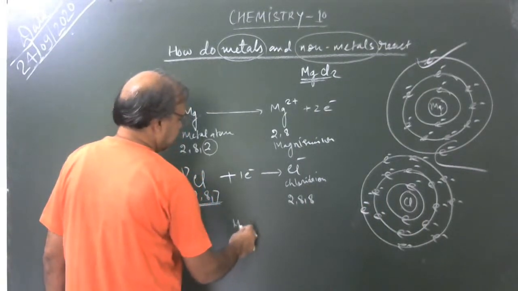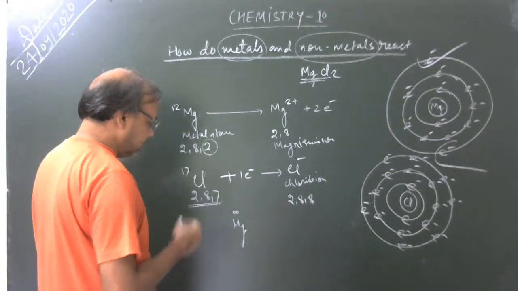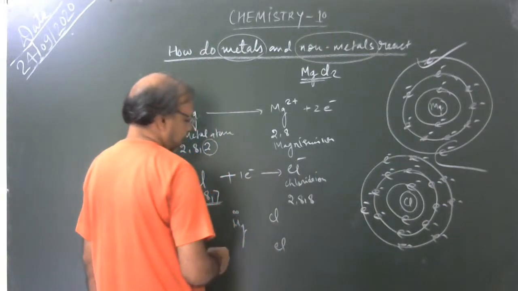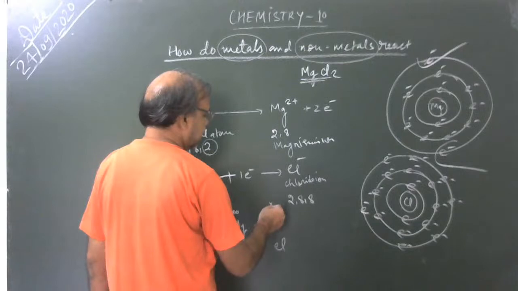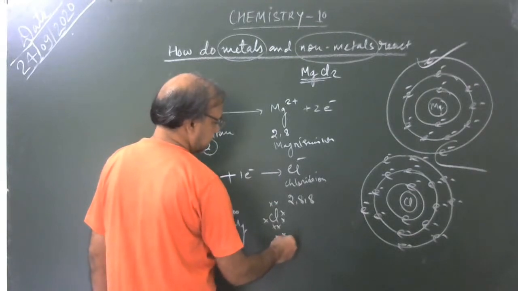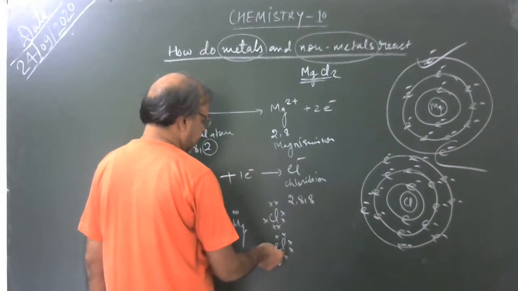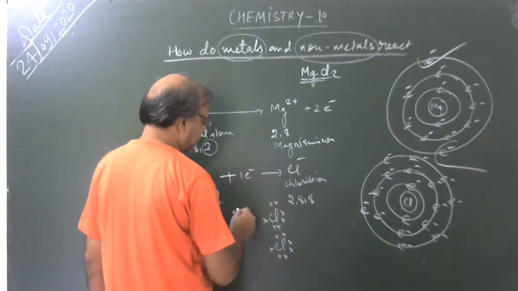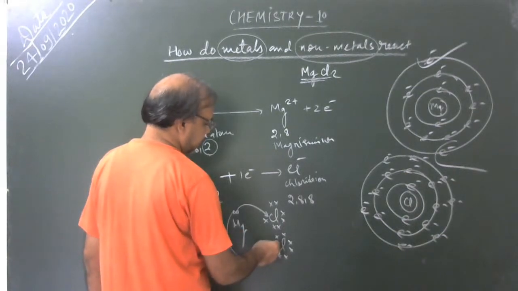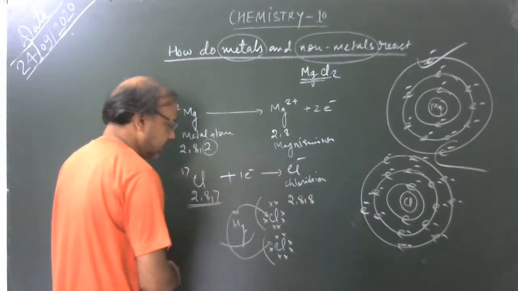Now this is magnesium and it has 2 extra electrons. It wants to lose these 2 electrons to complete its octet, and chlorine has only 7 electrons, so it requires one electron. Mg wants to lose two electrons, so it loses one electron to each chlorine. So each has eight electrons in its outer shell.